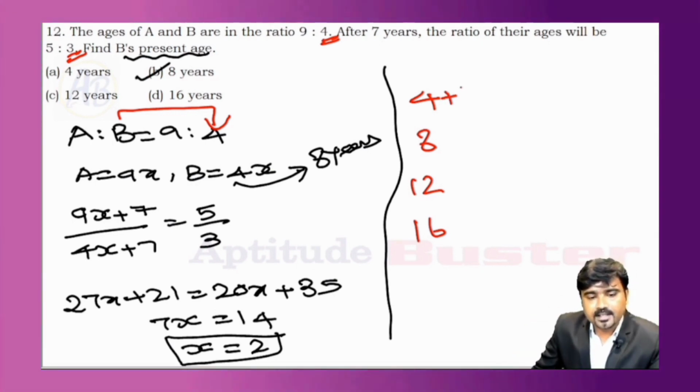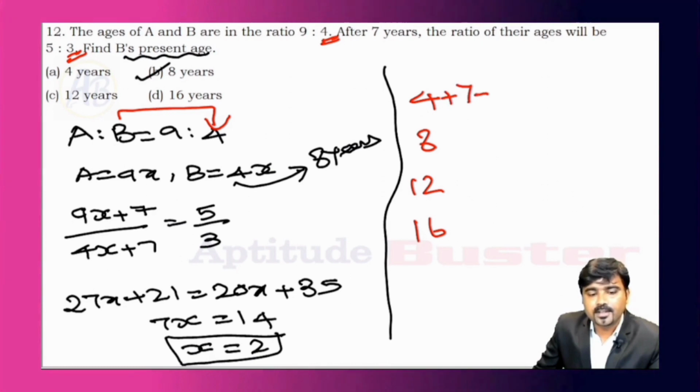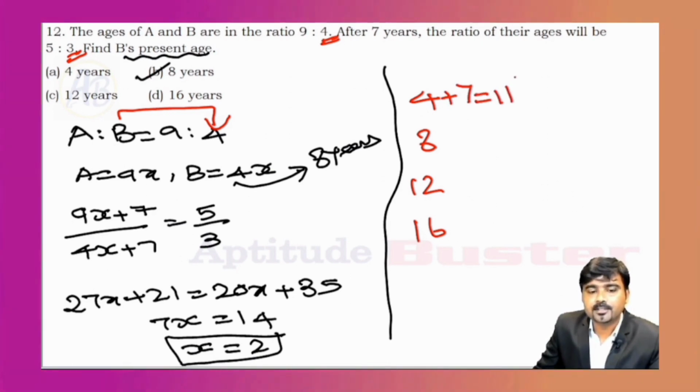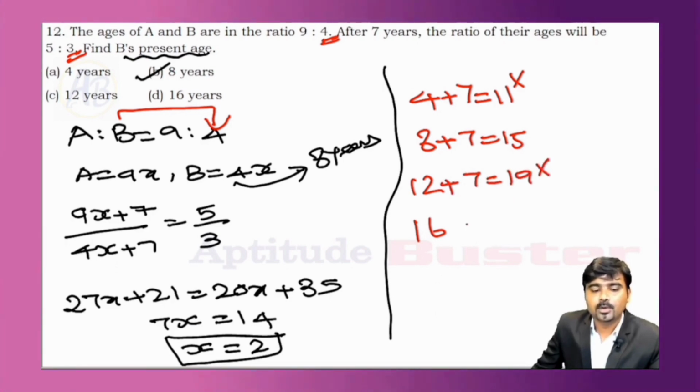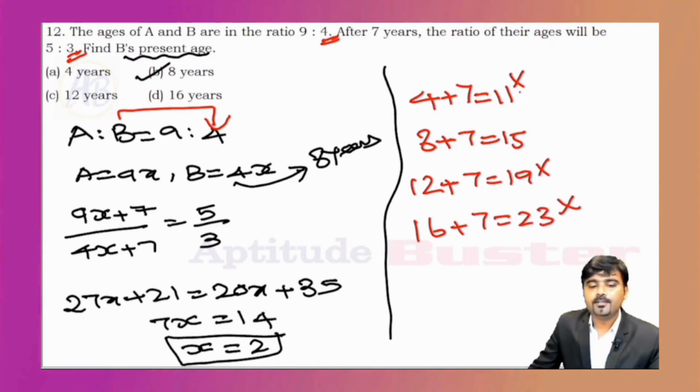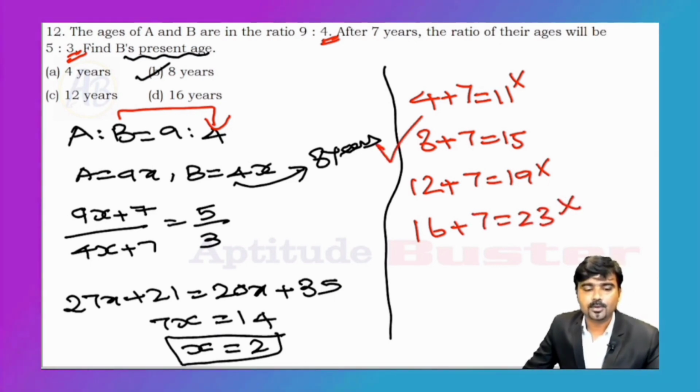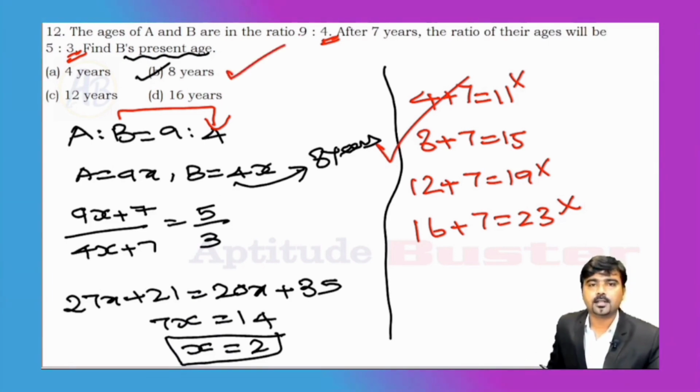After 7 years, if I take 4, after 7 years this is 11. Is it a multiple of 3? No. After 7 years, this is 15. Is it a multiple of 3? Yes. Wait for some time. 12 plus 7, 19. Is it a multiple of 3? No. 16 plus 7, 23. Is it a multiple of 3? No. We have eliminated 3 answer choices. So the left out is 8. So the answer choice is 8. Have you understood?